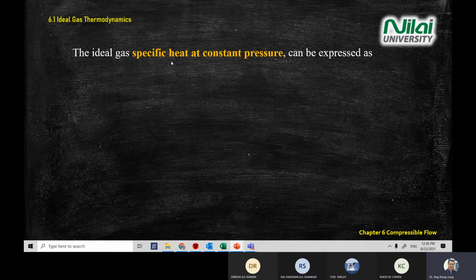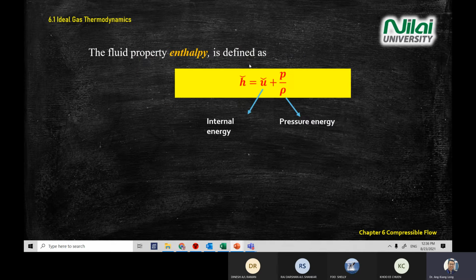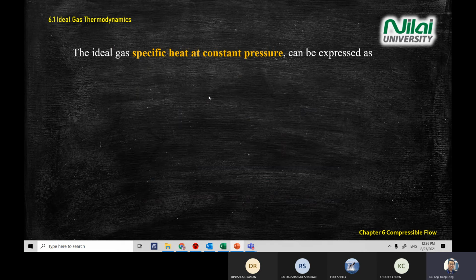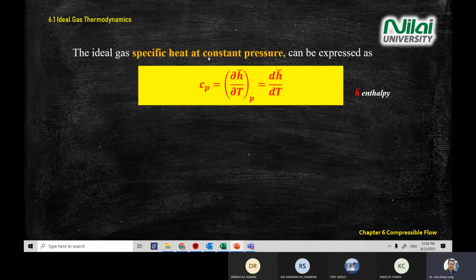The next one is specific heat at constant pressure, CP. All right, just now it was CV, where V is constant volume. But if you look at CP, it is specific heat at constant pressure. What does constant pressure link to? Constant pressure links to enthalpy. Okay, it is the change of enthalpy divided by temperature.